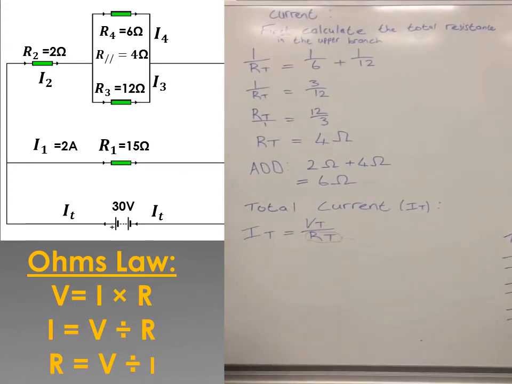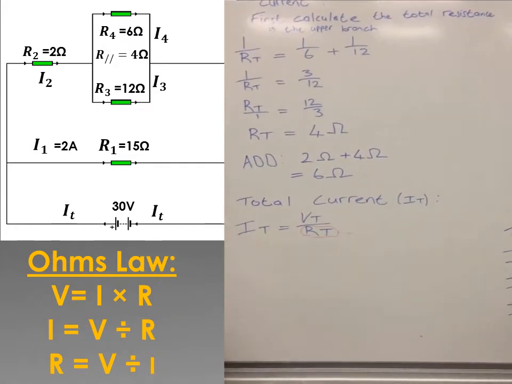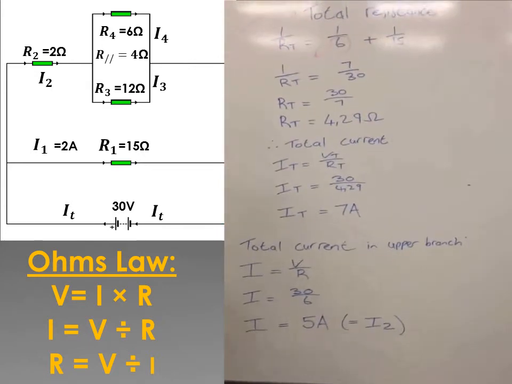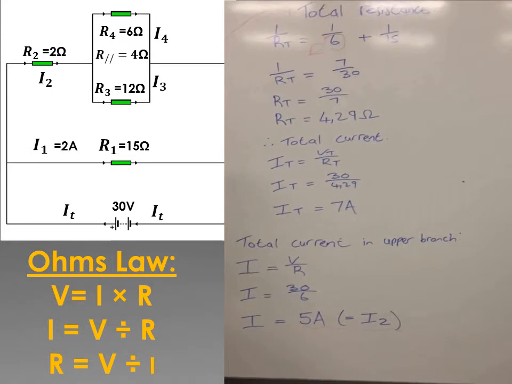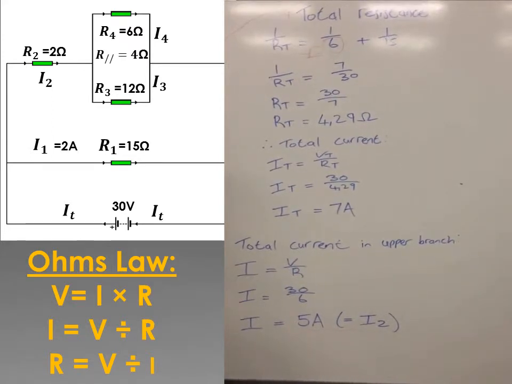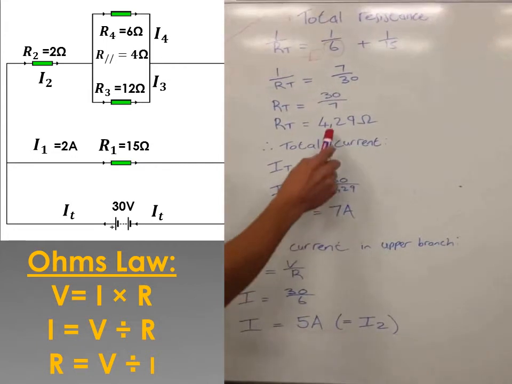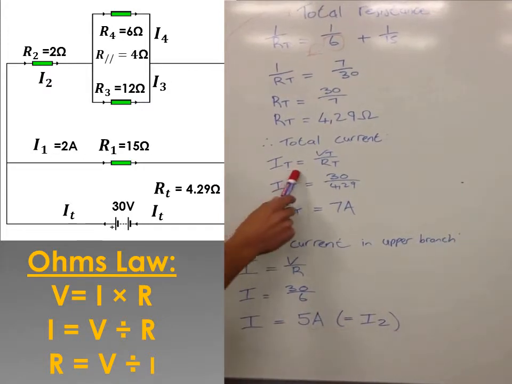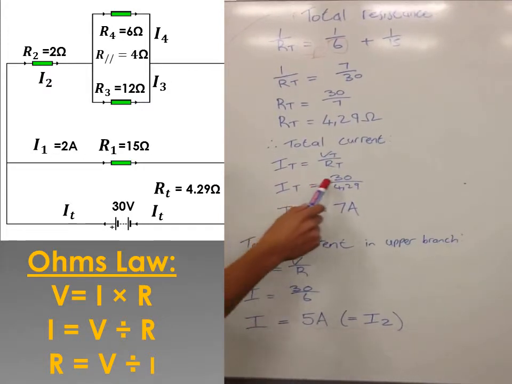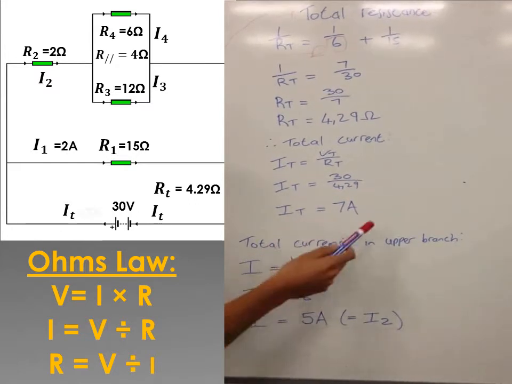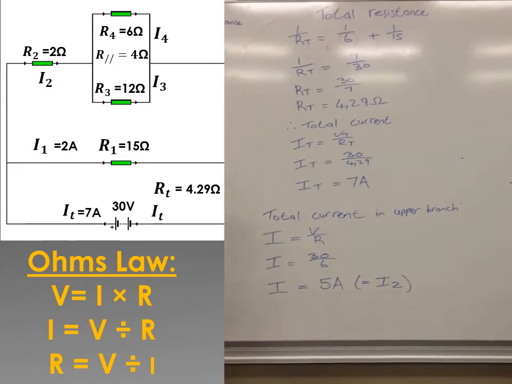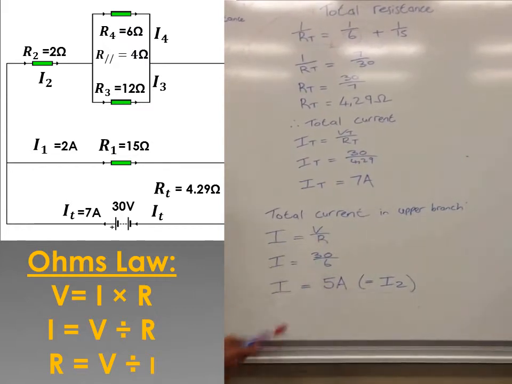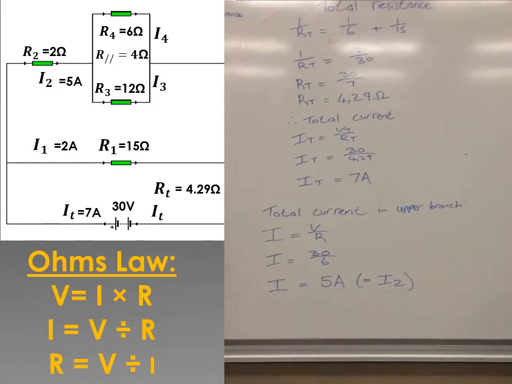The total current is then equal to VT over RT. To get RT, take the sum of the reciprocal again. 1 over 6 plus 1 over 15 equals 7 over 30. We then swap this around, so we get RT over 1, which equals 30 divided by 7, which gives us 4.29 ohms. Therefore, the total current of the circuit is equal to IT, which equals VT over RT. This gives us 30 divided by 4.29, which gives us 7 amps. We know that voltage divides in series, so in the upper branch, the total current that flows through is equal to I, which is V over R, which gives us 30 divided by 6, which gives us 5 amps.